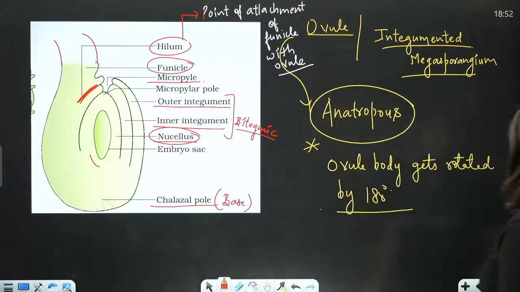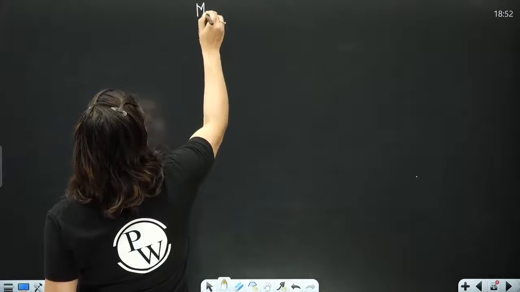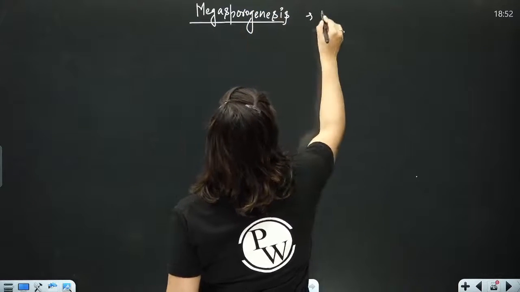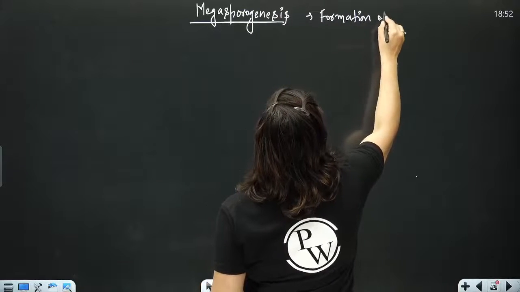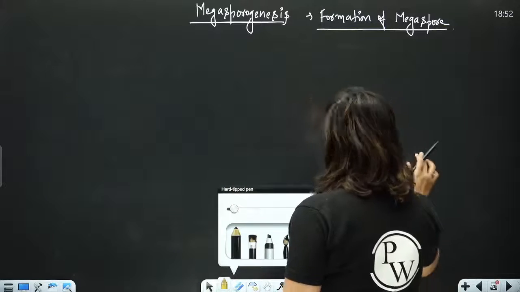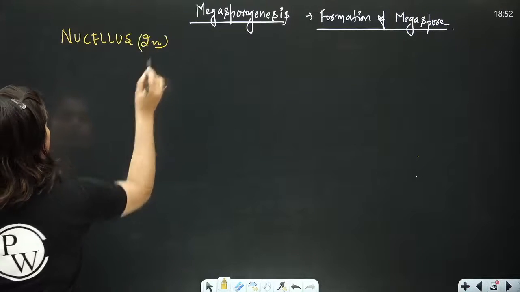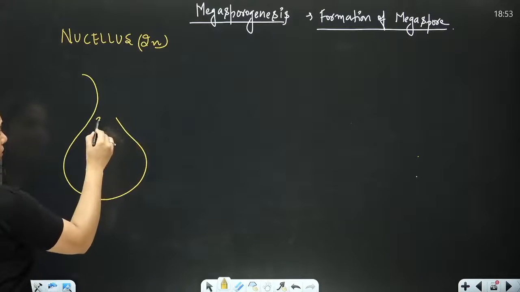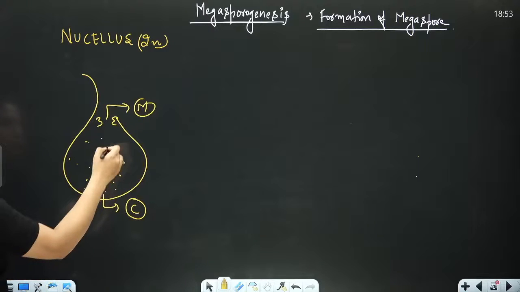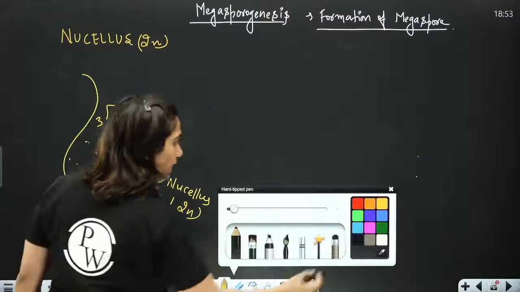Okay. Now, let's see what happens inside this ovule. Now, let's understand the process of megasporogenesis, or formation of megaspore. So, we know that inside the ovule, nucellus is present, which is a diploid structure. So, let's take this. This is the ovule, right? This is the micropylar end. This is the chalazal end. Okay. Now, this ovule is all filled up with a mass of cells called as the nucellus, which is a sporophytic tissue, a diploid tissue. Right. Now, what will happen?